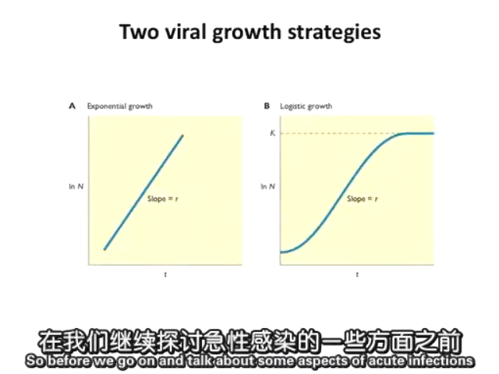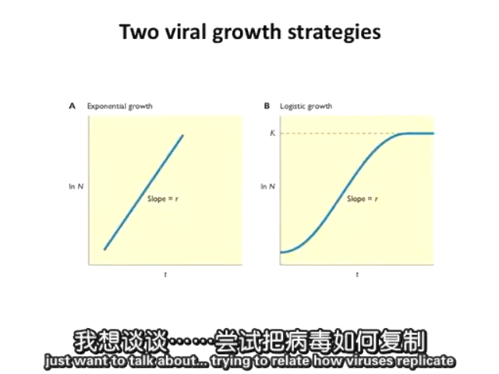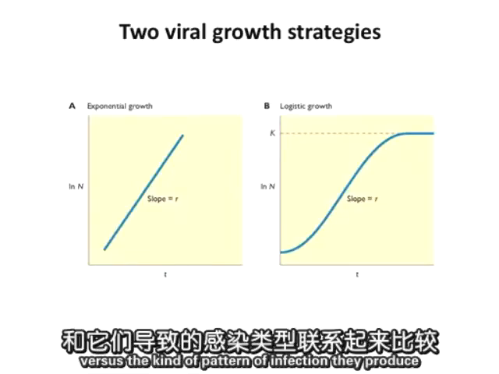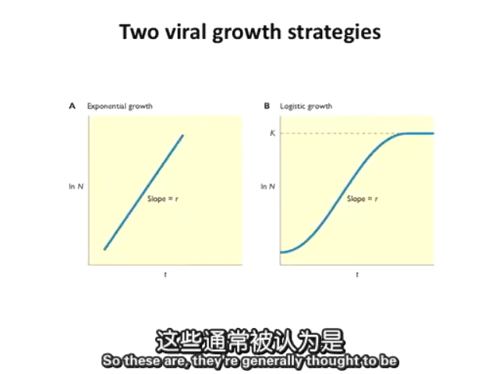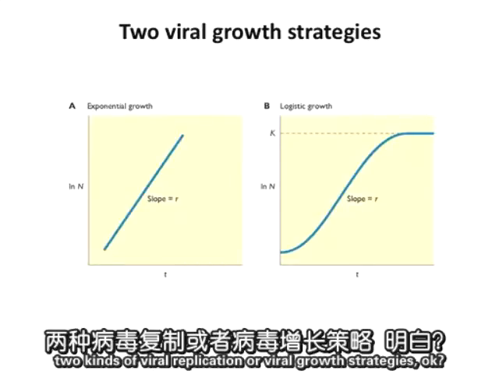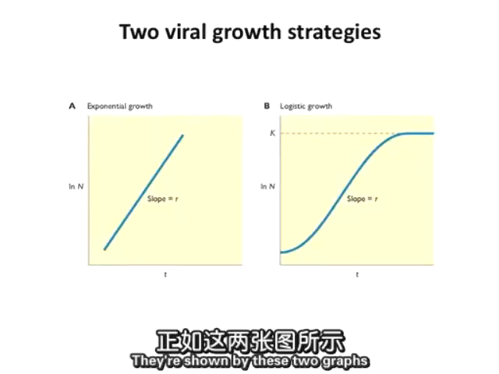Before we go on and talk about some aspects of acute infections, I just want to talk about trying to relate how viruses replicate versus the kind of pattern of infection they produce. There are generally thought to be two kinds of viral replication or viral growth strategies. They're shown by these two graphs.